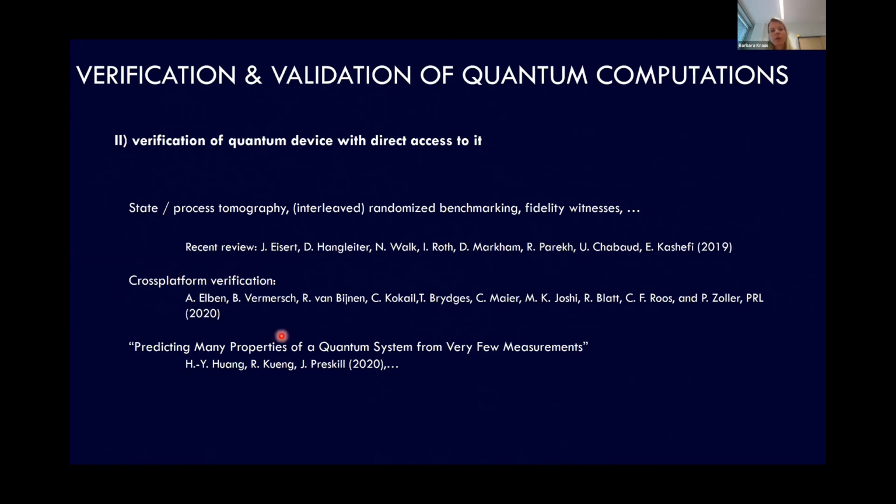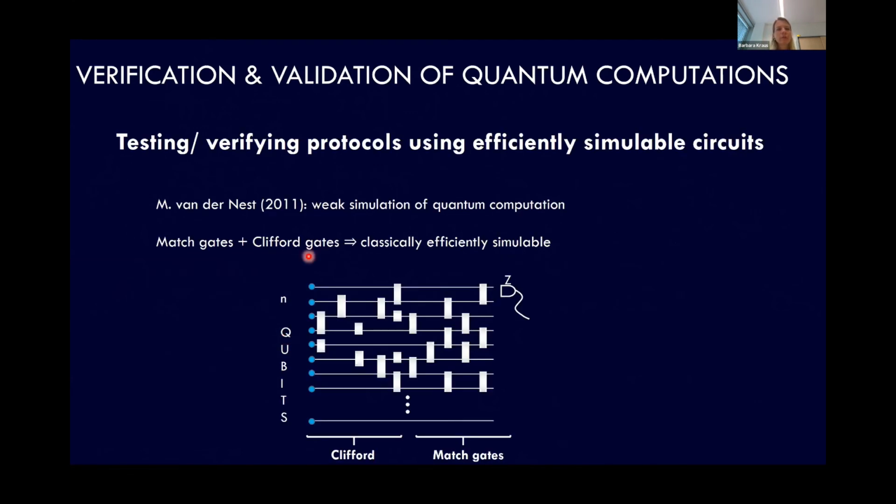Okay, so what I would like to now talk about very briefly is a different approach where you use some old result due to Martin van den Nest, who proved that if you have a circuit composed of match gates and also Clifford gates, in a way that you, for instance, have first all the Cliffords and then all the match gates, or the other way around, and then you make a measurement of a single qubit, then you can simulate that classically efficiently. So whatever these gates are, as long as they're just match gates and then Cliffords, or the other way around, you can simulate it classically efficiently.